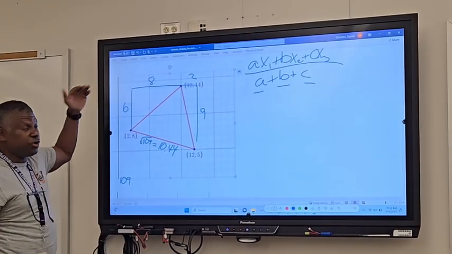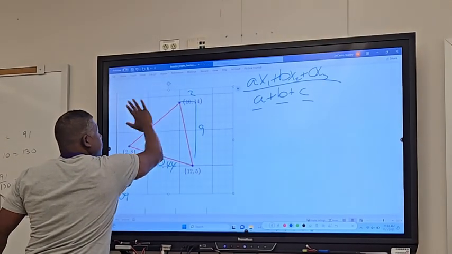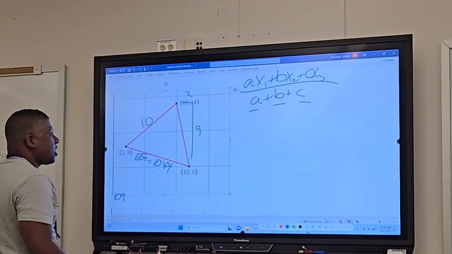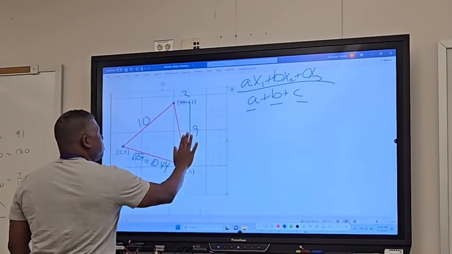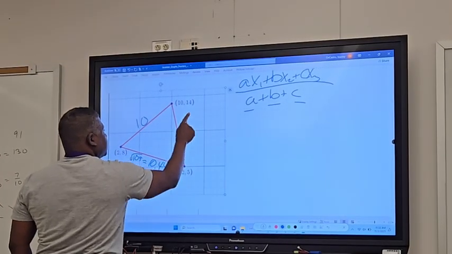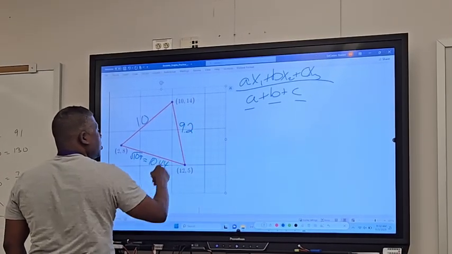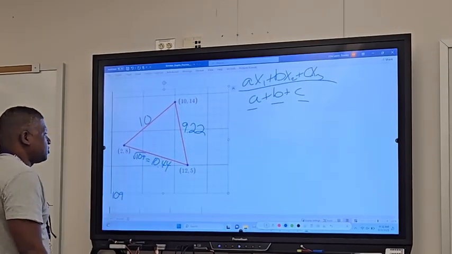6, 8, we all know 36 plus 64 is 100. The square root of 100 is 10, so everyone's already familiar with the 6, 8, 10 triangle. 2 and 9: 2 squared is 4, 9 squared is 81. So I know that this is the square root of 85, which comes out to about 9.219 something, but it rounds off to 9.22.